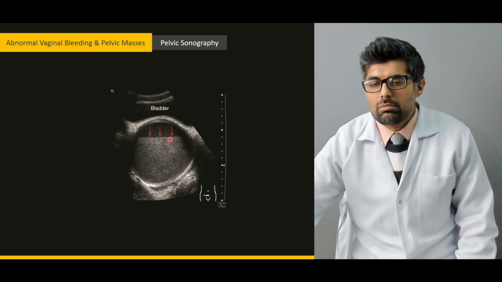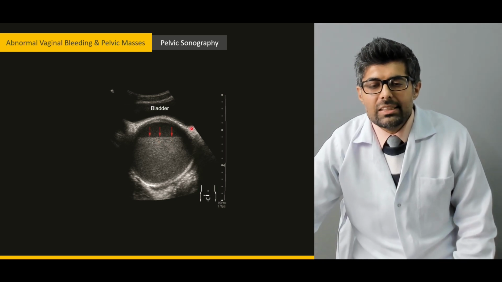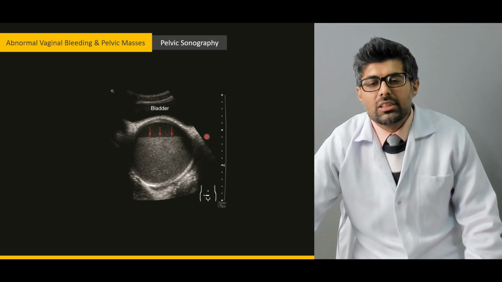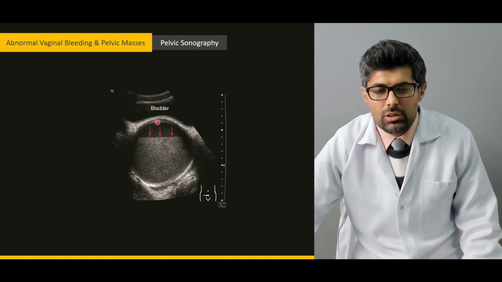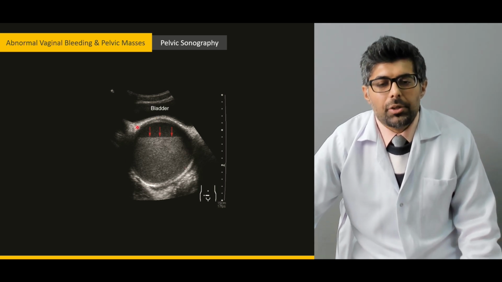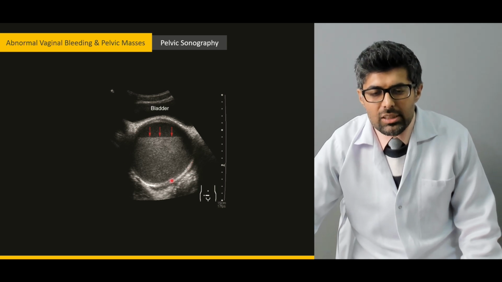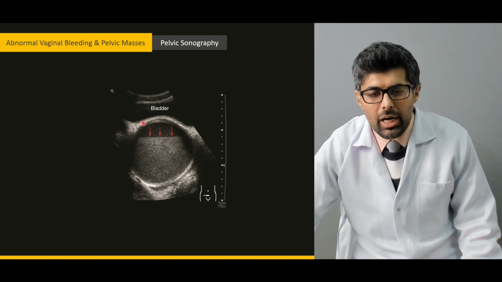Now, in this image, you can easily see that this endometrial cavity is showing the signs of endometriosis. The walls of the endometrium, they are thickened, they are inflamed, and you can easily see that it is also edematous.